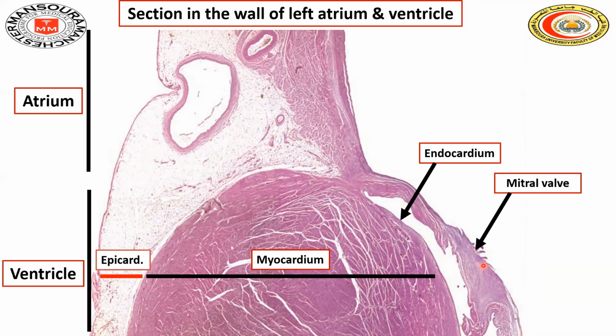Here is the valve. We mentioned that endocardium covers the valve. Here is the mitral valve separating the cavity of the left atrium from the cavity of the left ventricle, and it is covered by the endocardium.